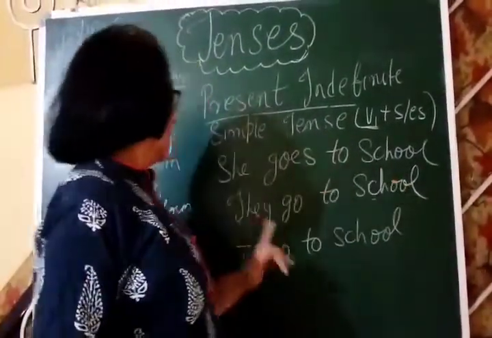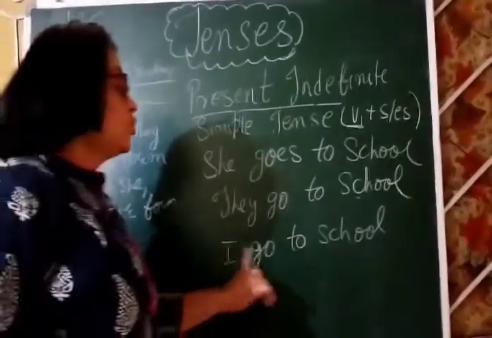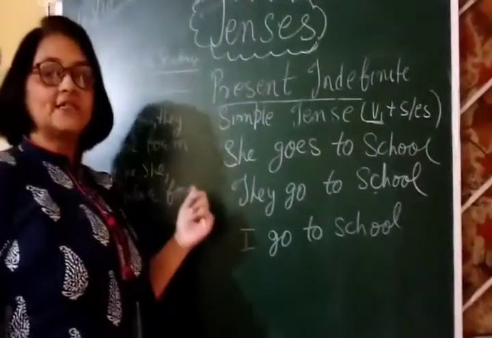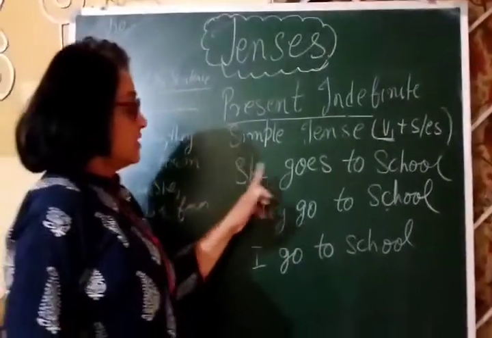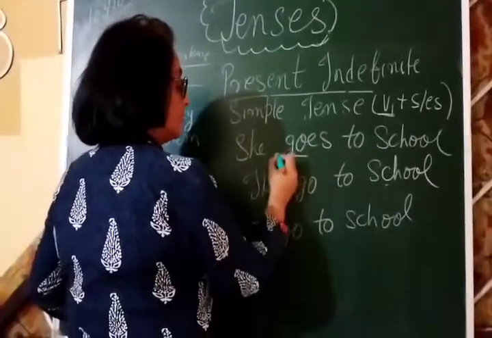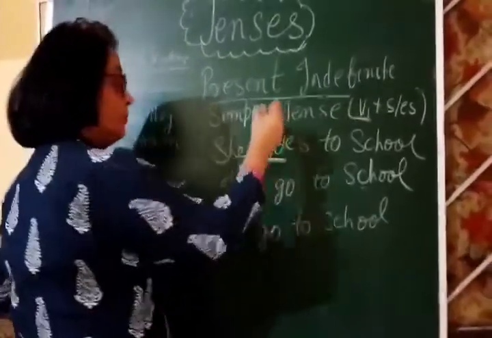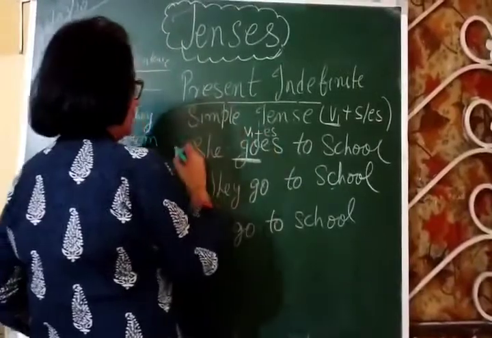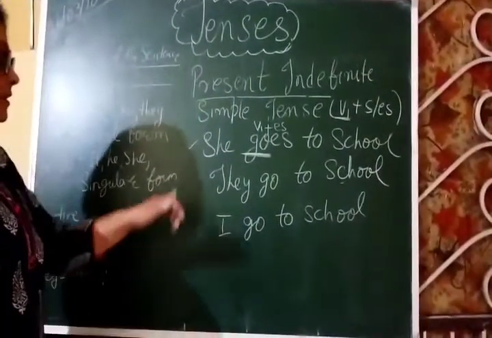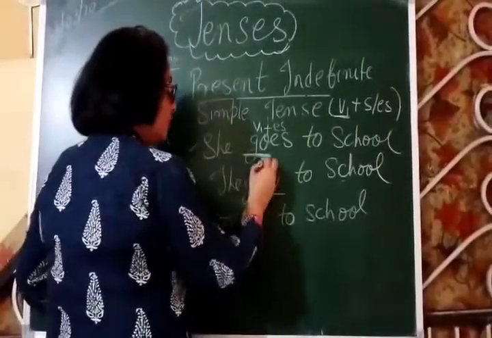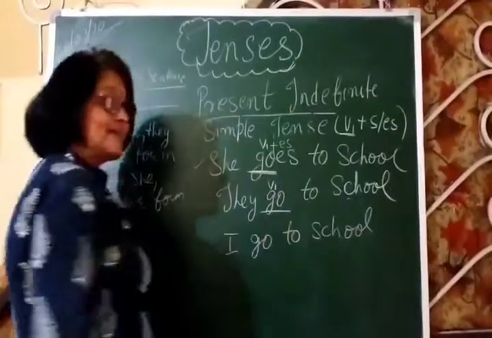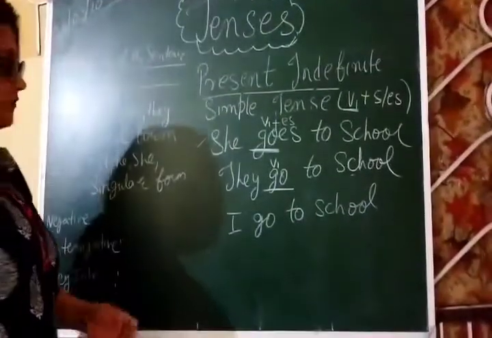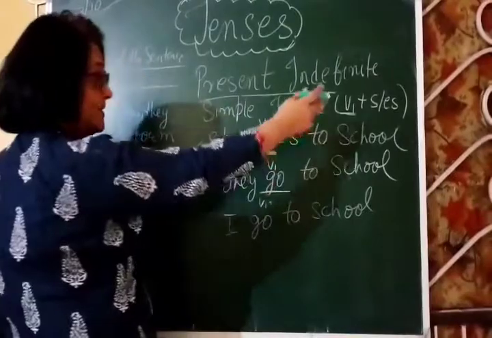She goes to school, they go to school, and I go to school. These are the examples of present indefinite tense. Now let's see, have we followed those rules? She goes to school. Verb, first form of the verb plus ES. Right, we have followed the rule. Now see the next sentence. They go to school. First form of the verb, but where is S or ES? Even in this third one, I go to school. First form of the verb, but no S or ES.